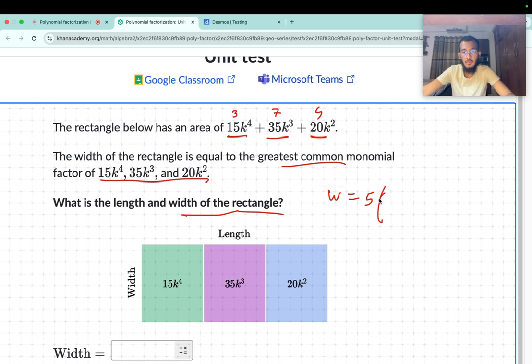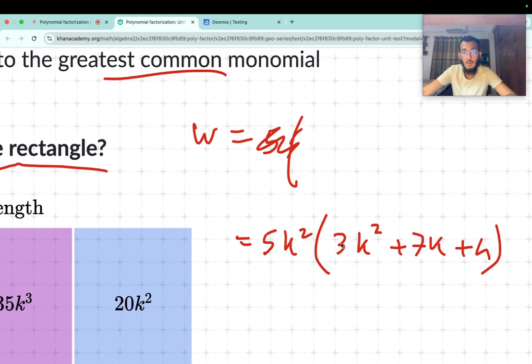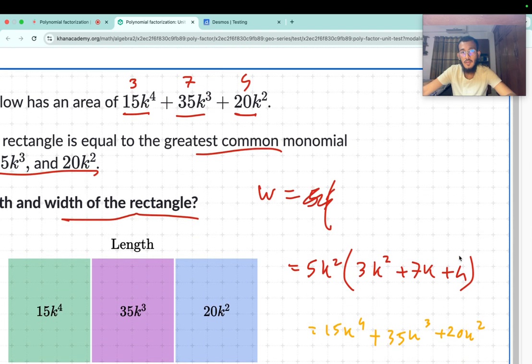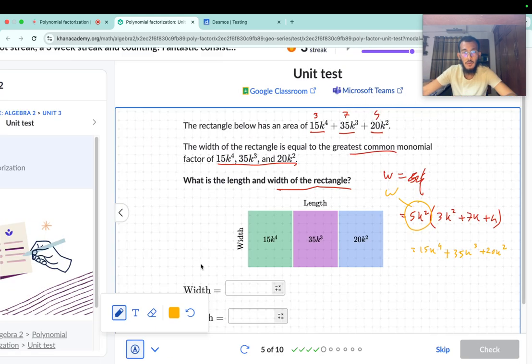And we can also factor out k squared as well. So 5k squared will be the monomial factor. So what are we left with? 3k squared plus 7k plus 4. So let's check whether our factorization is correct by multiplying these and seeing whether we get the original expression. So 5 times 3 is 15, k to the power 4, plus 5 times 7 is 35, k cubed, plus 5 times 4 is 20, k squared. Yep, our factorization is indeed correct. So this is the width, 5k squared.